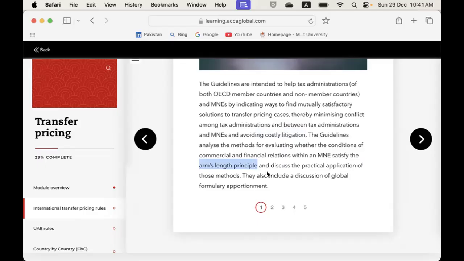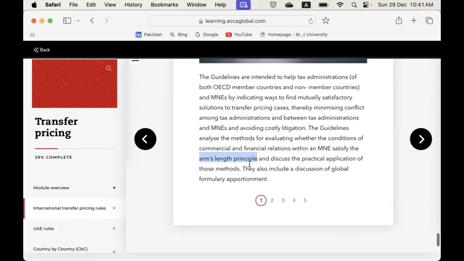What is the other thing that should come to our mind? Transfer pricing will always happen between, can you complete the sentence? Associated companies. Associated enterprises. These two things should always come to our mind. Transfer pricing will always happen between associated enterprises. And the second thing is those transactions between associated enterprises must be at arm's length. If you remember these two things, you have learned transfer pricing.